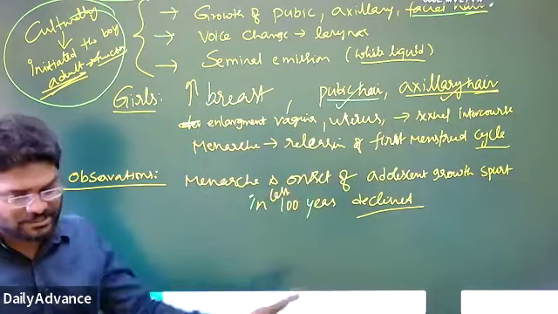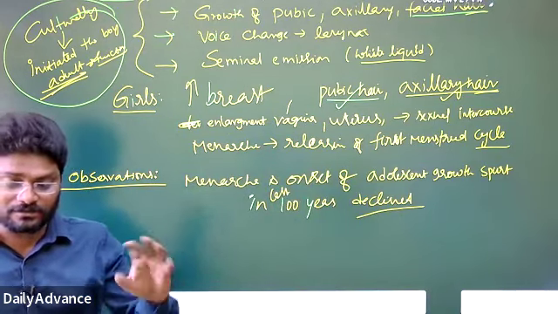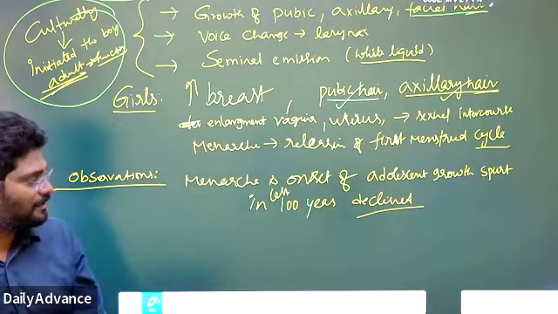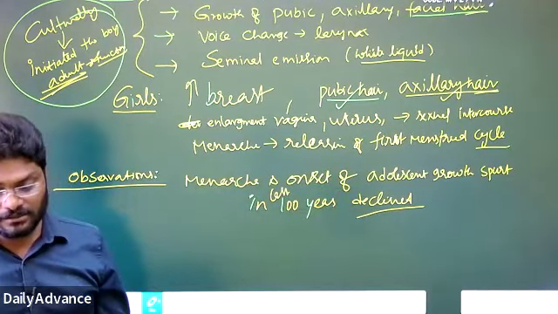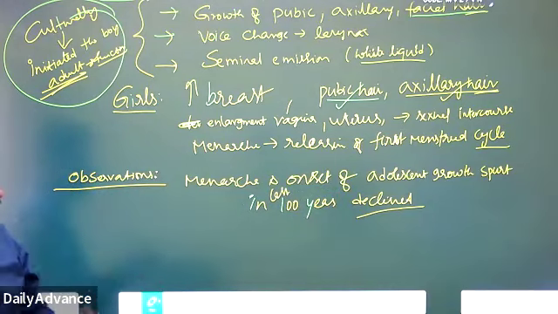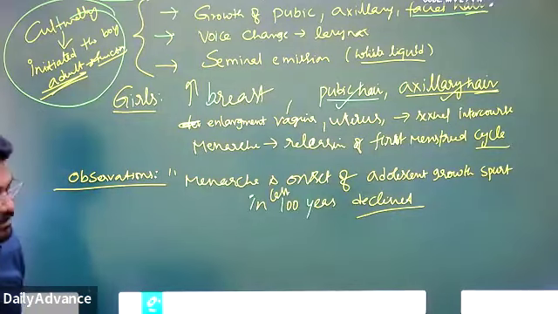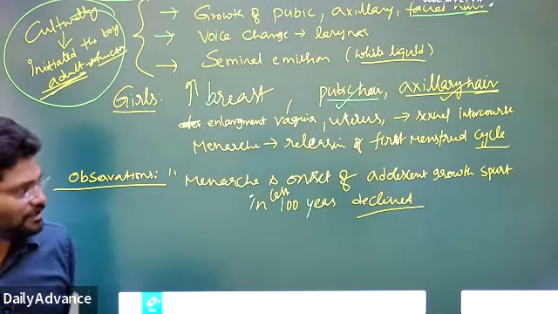That means this process has been present in every generation. When compared to a great grandmother, the great granddaughters have a lesser age at menarche and onset of the adolescent growth spurt. So this might come as a question: discuss the factors responsible for the trends in menarche and adolescent growth spurt. So that you have tried.